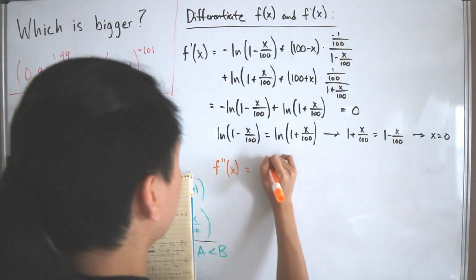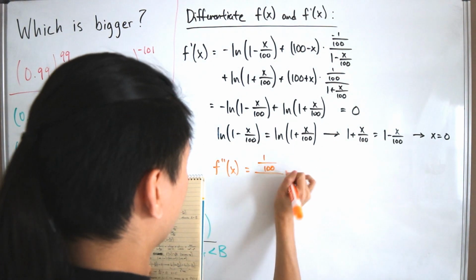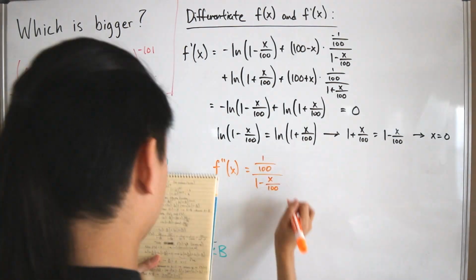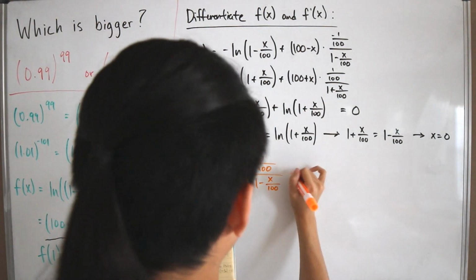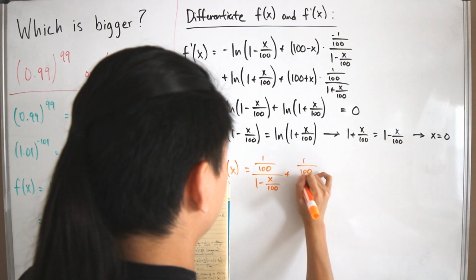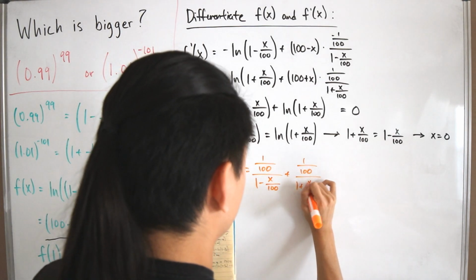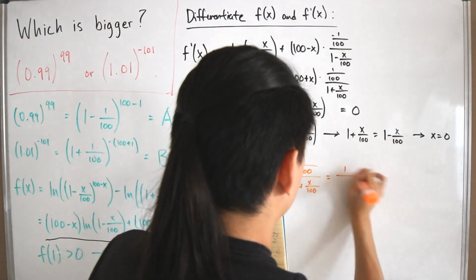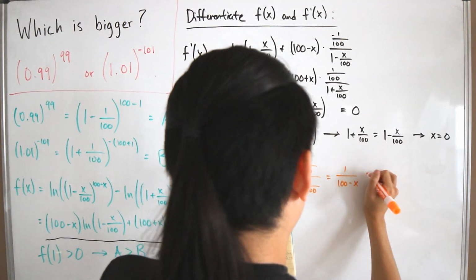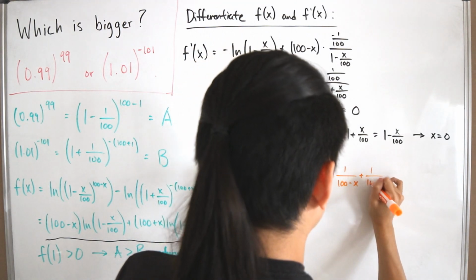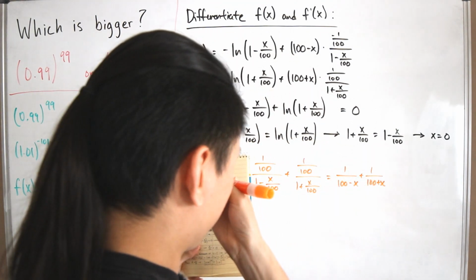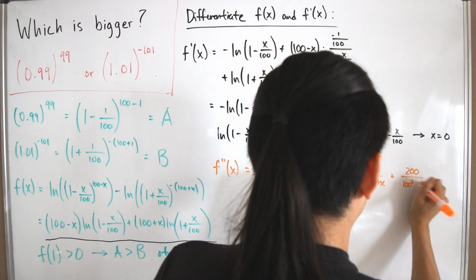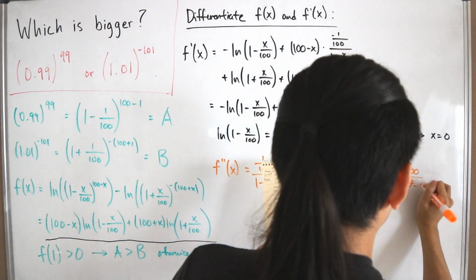That's pretty straightforward. So we have 1 divided by 100, and then this is being divided by 1 subtract x divided by 100. Then the next thing is just take this derivative over here. So this is going to be plus 1 divided by 100, then divided by 1 plus x divided by 100. Then we simplify this out. We have 1 divided by 100 minus x, add this with 1 divided by 100 plus x. Now we simplify this out even further. We get that this is going to be 200 divided by 100 squared, and then subtract x squared.